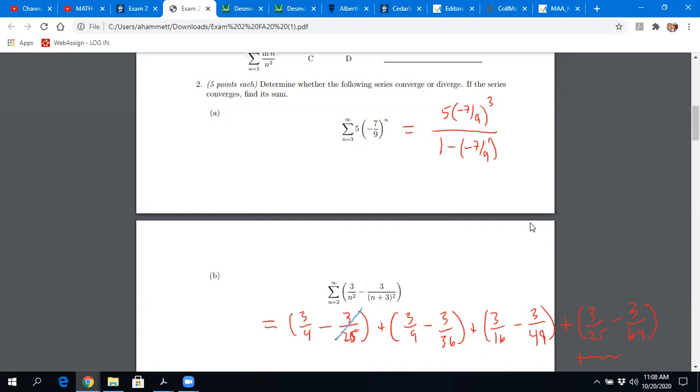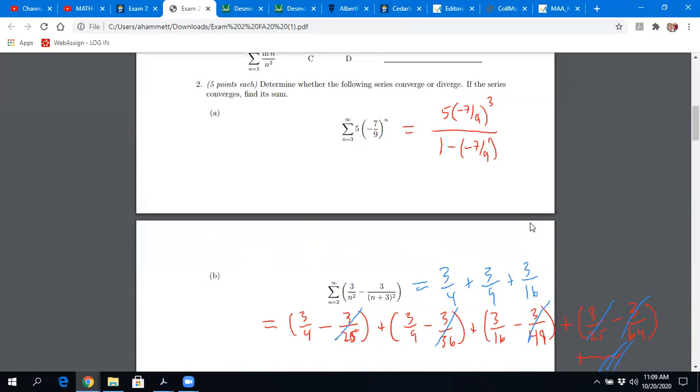The 3/25, well, that's going to cancel with this guy. The minus 3/36 is going to cancel with something up here. The minus 3/49 is going to cancel with something up here. The minus 3/64 is going to cancel with something up here. So what's the only thing that's going to be left in the end? Well, 3/4, and then 3/9, and then 3/16. Okay. You could have written down what the nth partial sum is to sort out what that is precisely, and then take the limit as n goes to infinity. But it's essentially those first 3 positive terms that end up surviving. Everything else cancels. Okay.